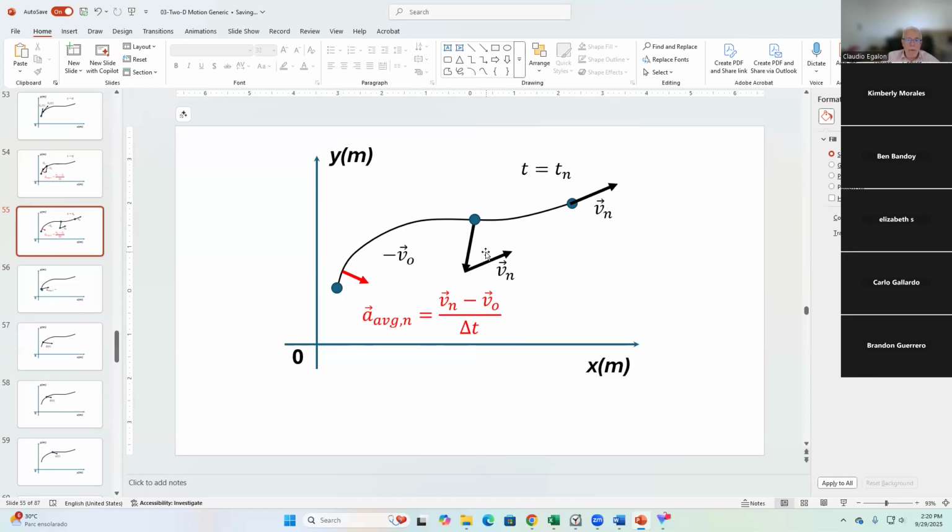And what I want to do, let's see. Yeah, here you go. I'm going to move this one right in here. And I want to illustrate the initial velocity vector that is supposed to be right in here. All I have to do is to change its direction.